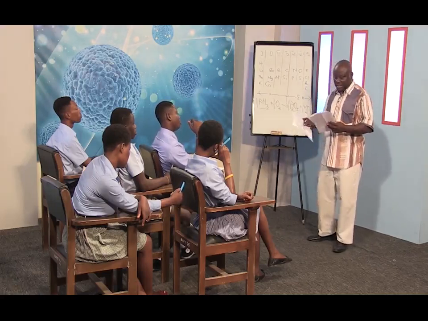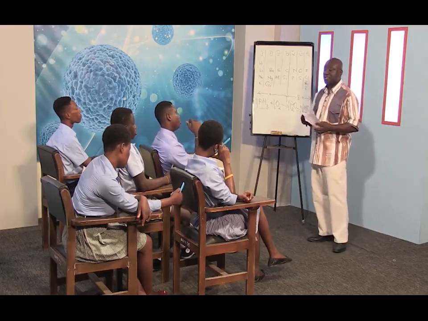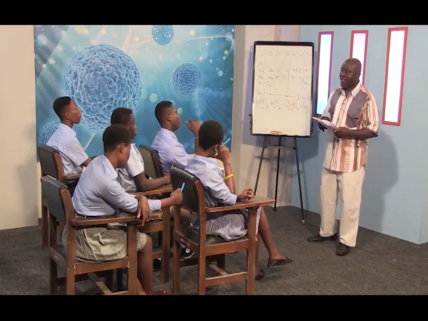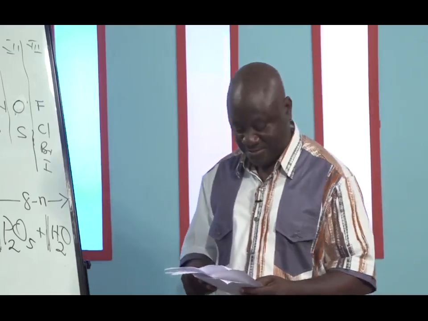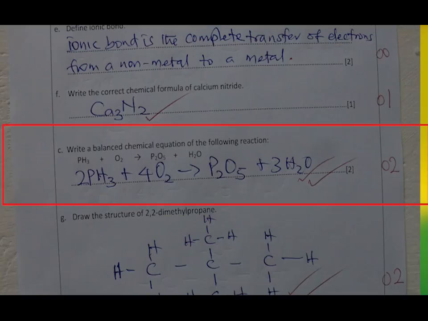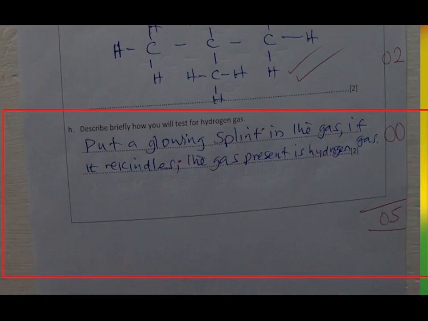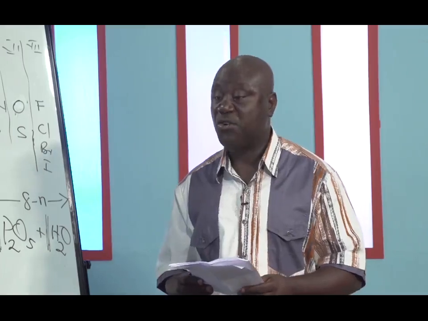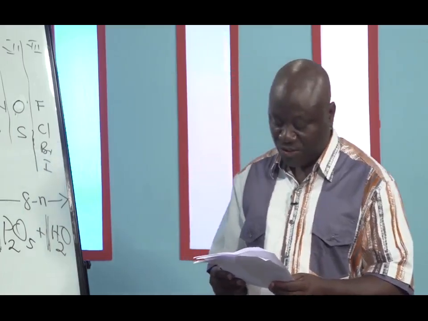Let us turn our attention to the response of Christian. Christian was able to get question C correctly and question E correctly. Now let us look at your response for A. Full mark was not awarded because you gave an incorrect response.